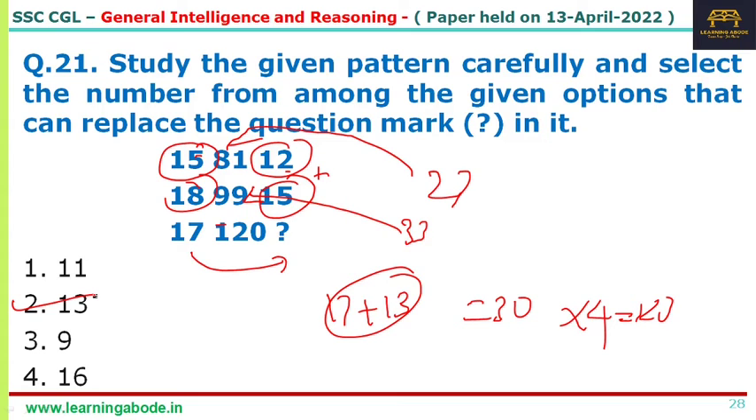Other than that, let's say if you add 9, 17 plus 9 is 26. If you add 16, 17 plus 16 is 33. If you add 11, 17 plus 11 is 28. Now 28 or 26 or 33, there is no connection with the 120. Only possibility is 13. So even if you don't have the answer key, that's the only option available for us. So question number 21, answer option 2, 13 is the answer.